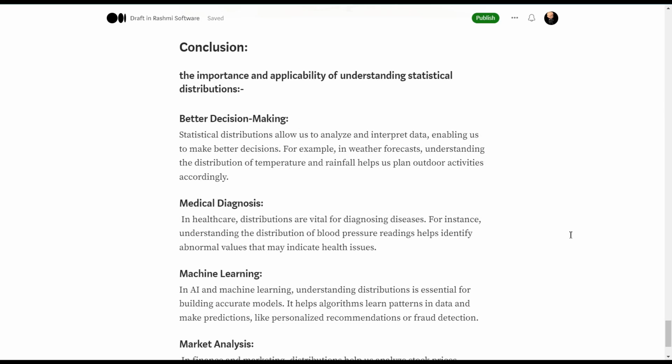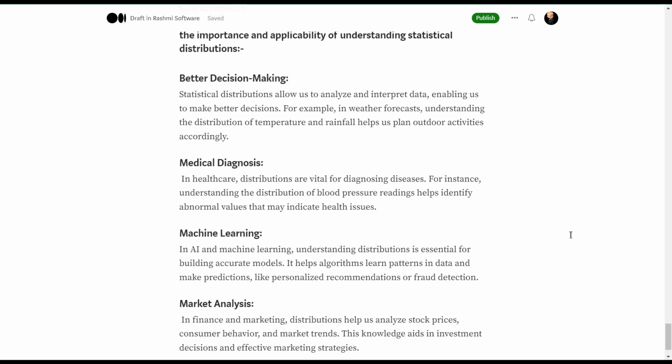Here are four types: better decision making, medical diagnosis, machine learning, market analysis. But in daily life, lots of examples and lots of types are present. If you want to know about it, if you want to study it, if you want to be saved from spam and other things, you should have knowledge about it. It plays a very important role in human daily life. So we should have knowledge.